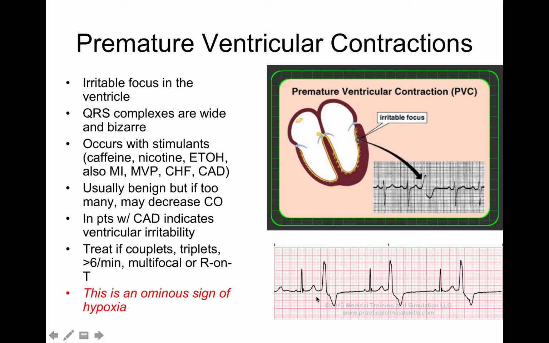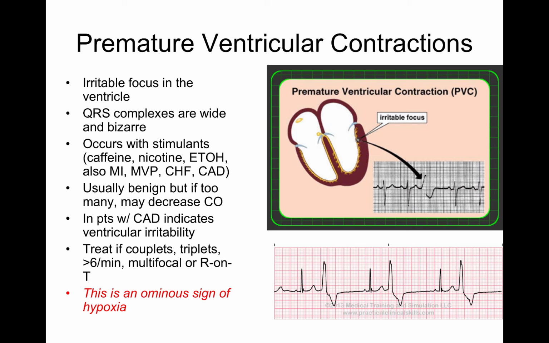Going on further, this PVC is occurring every second beat, so we would call this a bigeminy. You might have heard of trigeminy, which is every third beat. And you may have heard the term couplets. That is a couplet. There's two of them, so you can have two PVCs that occur together. Like I said, it's not good.